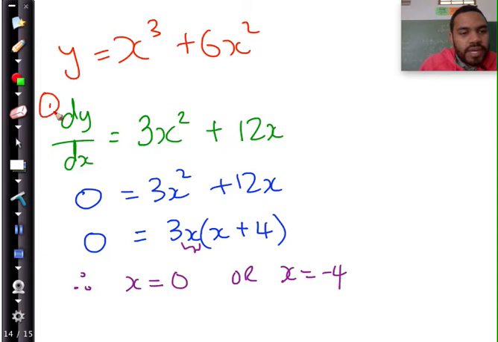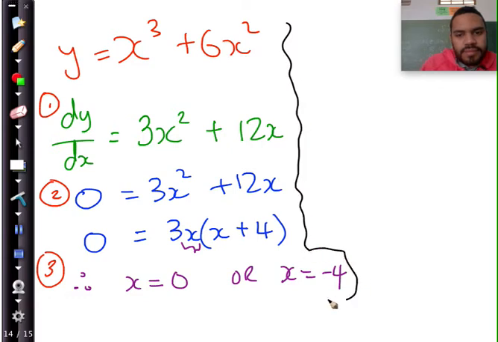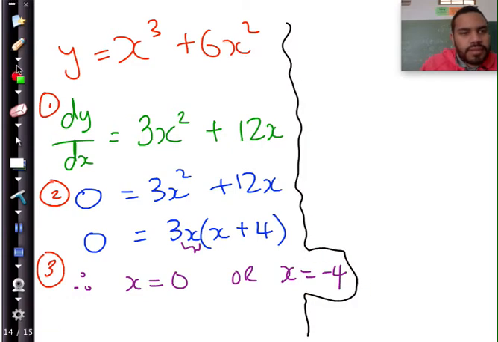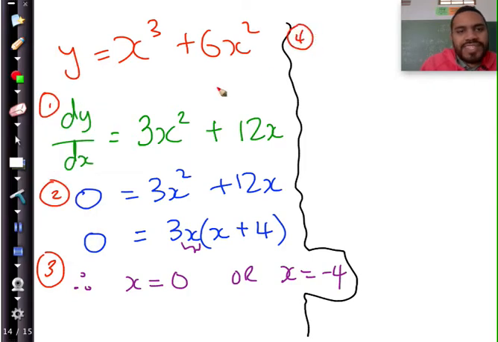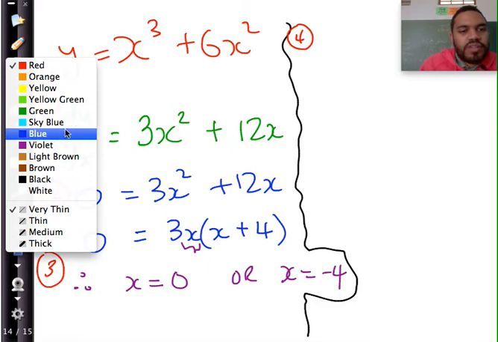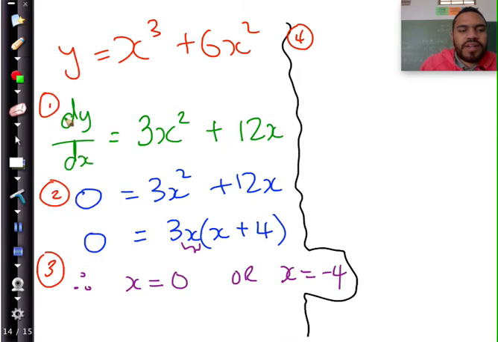Remember, this was step 1, this is step 2, this is me solving for x, which is step number 3, and now step 4. Step 4 is to substitute each of those x values in. We got two x coordinates, and the reason is that a cubic graph has how many turning points? 2, very good.